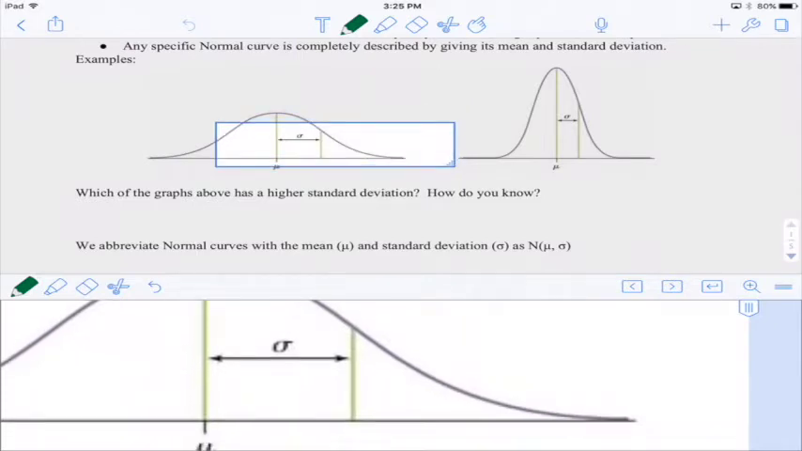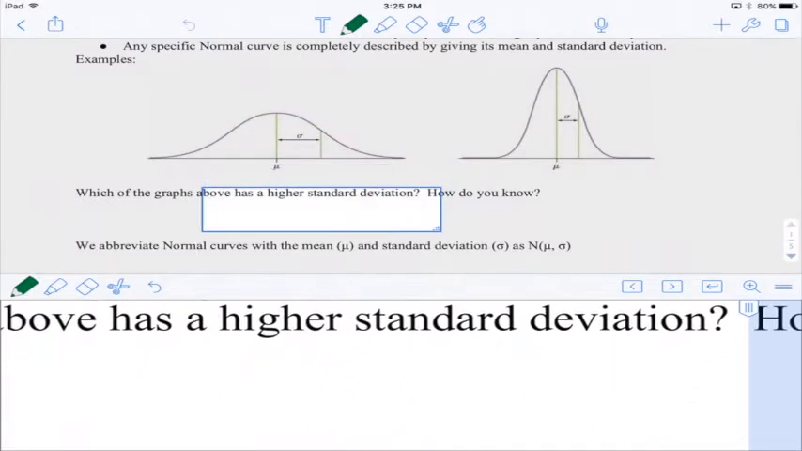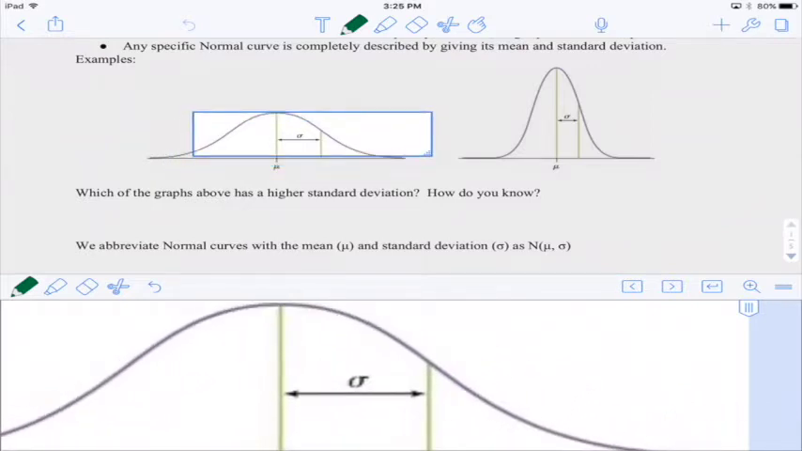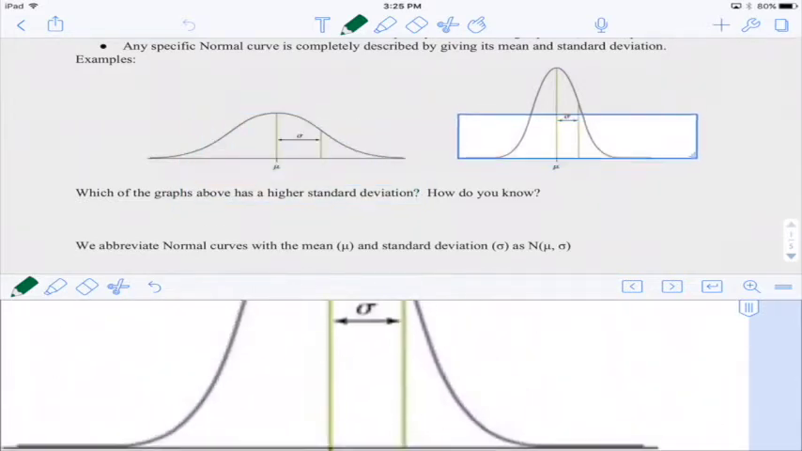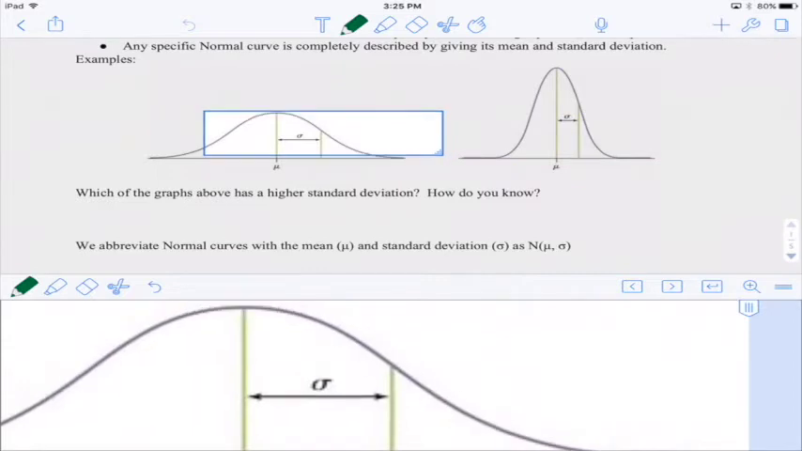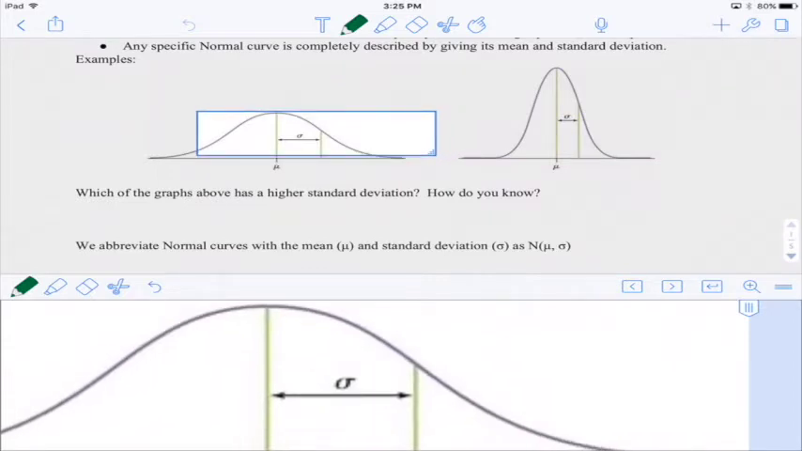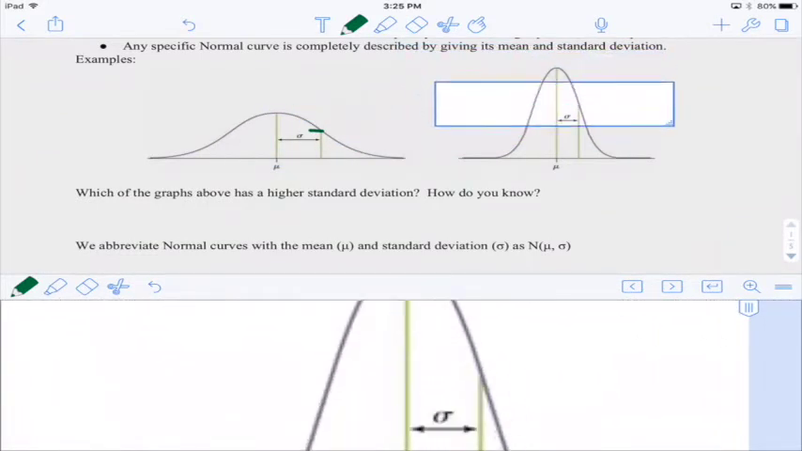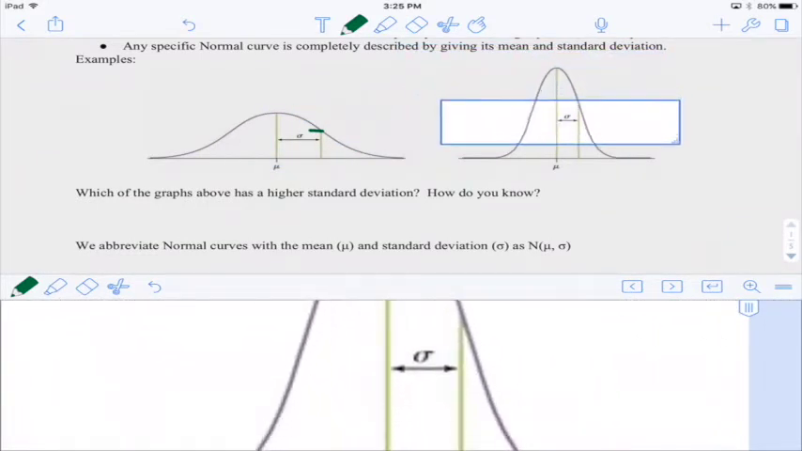So which of the graphs has a higher standard deviation? Well, this first one, because it's wider, right? Standard deviation is a measure of the spread of the distribution. So this sigma, this standard deviation, is bigger than this one. And notice that this standard deviation falls right here where it's at its steepest point. It's also called the point of inflection if you're a calc student. So over here where it's steepest, that's where the one standard deviation is.